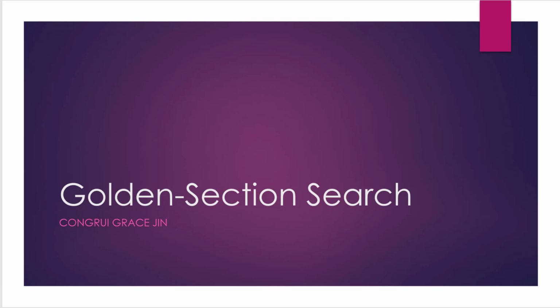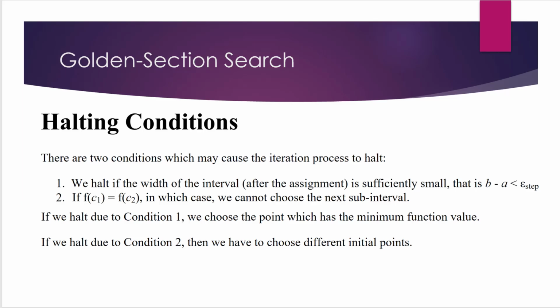So first, halting condition. There are two conditions which may cause the iteration process to halt. The first one is that we halt if the width of the interval is sufficiently small. That is, b minus a is less than a constant, and this constant is called epsilon step. Second, if the function values evaluated at C1 and C2 are equal, in this case we can't choose the next interval, then we need to halt.